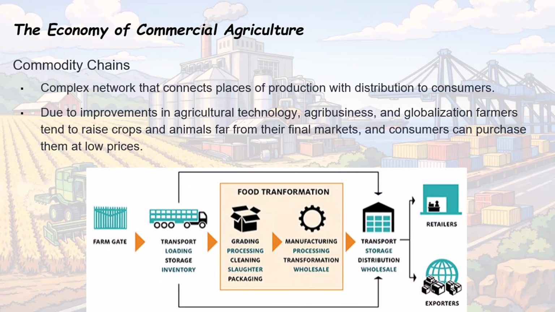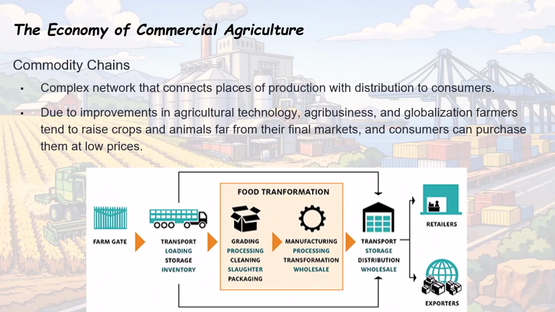It starts at the farm gate, then transport, then grading, cleaning, slaughter, packaging, then manufacturing and processing, then storage, then distribution, then retailers, sometimes exporters. That is a whole saga before it ever reaches your plate. Due to improvements in agricultural technology, agribusiness, and globalization, farmers often raise crops and animals far from their final markets.